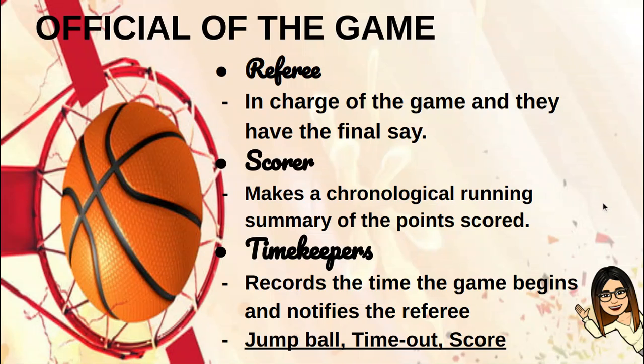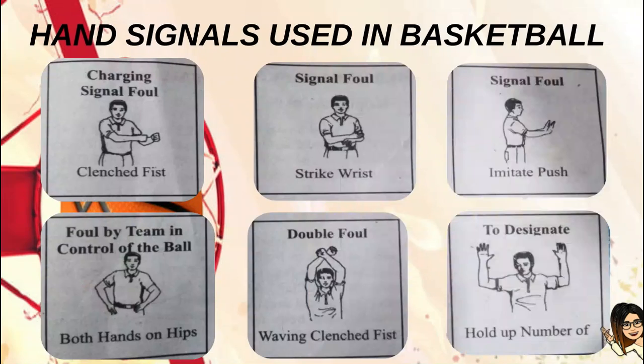Again, who are the three officials of the game? We have the referee, scorer, and timekeepers. Okay, next, let's proceed to the hand signals, since we mentioned how to officiate the game.